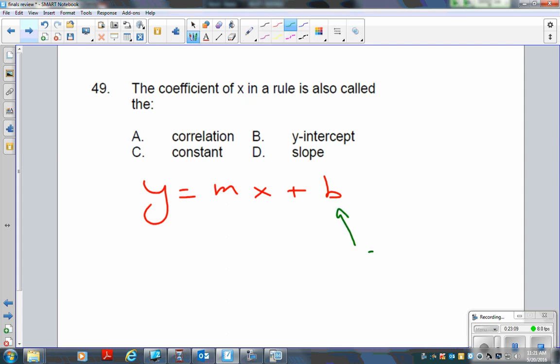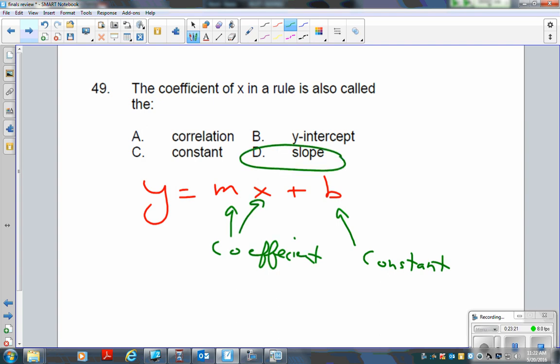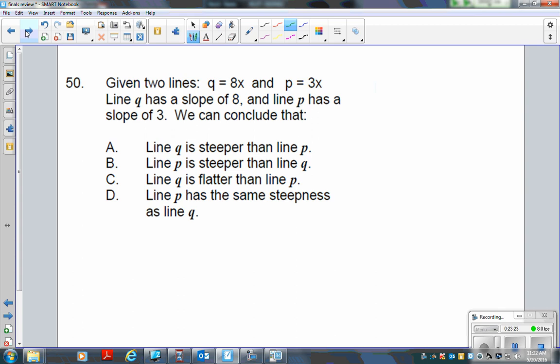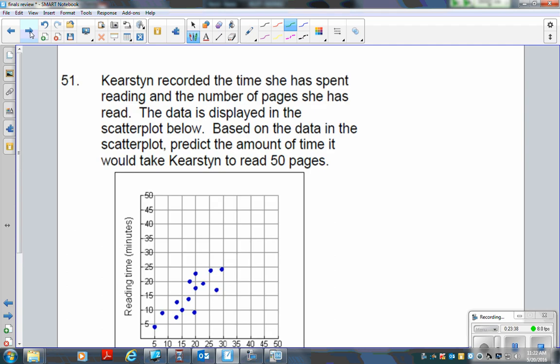The b is constantly by itself. The coefficient, the co-pilot, is always next to somebody, next to the x. So the slope is always next to the x. We have these two equations, 8x and 3x. Since 8 is bigger, we call that steeper. Bigger is steeper. As the slope is bigger, it is steeper.